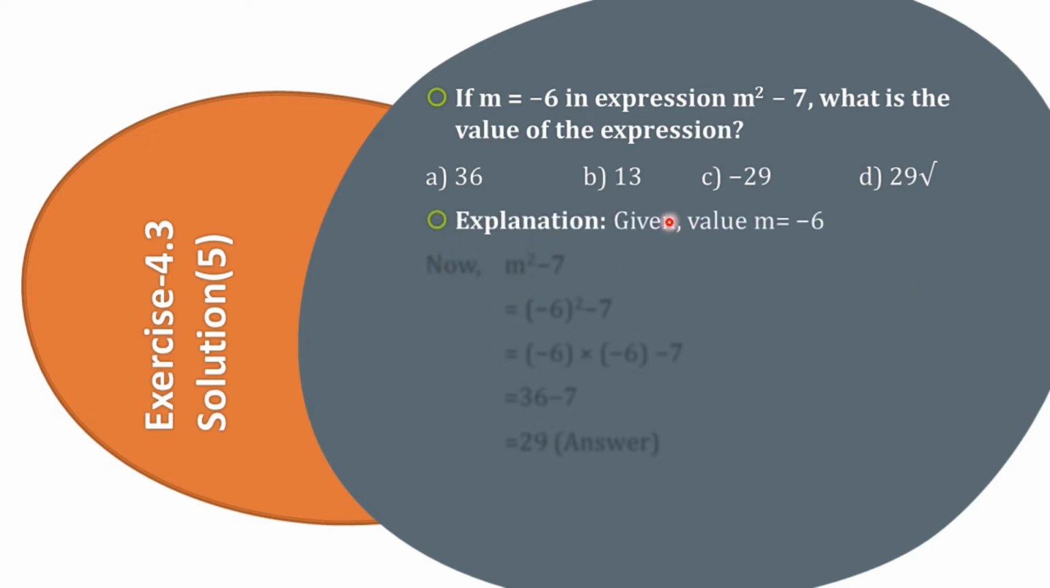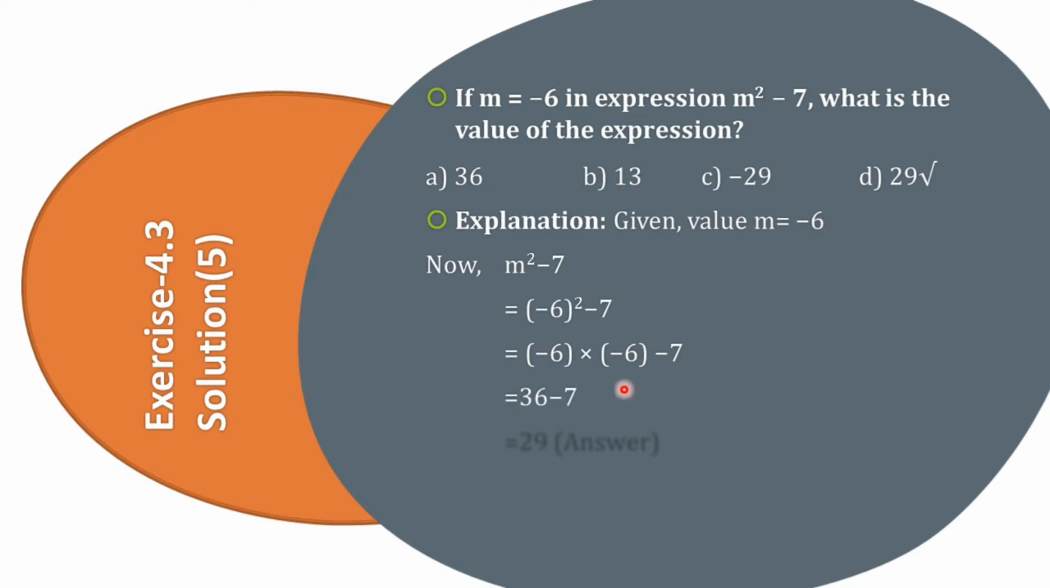Given the value m equals minus 6, we have to put the value of m in m square minus 7. Now m square minus 7 equals, as you know, the value of m is given, minus 6. So minus 6 whole square, because we are just putting the value of m, minus 7. As you know, minus 6 whole square means there are two minus 6 in here. That's why minus 6 multiplied by minus 6, and the remaining minus 7.